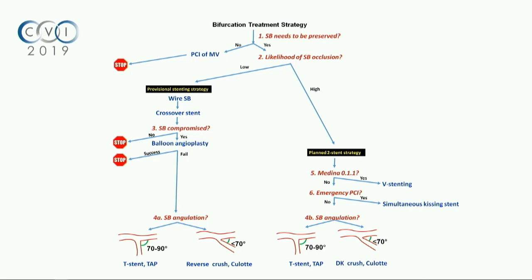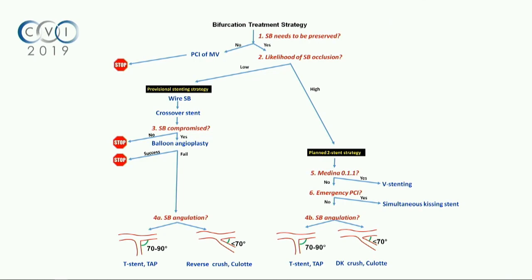The first question is, is the side branch big enough? If it's under 1.5, you don't worry about it. If it is big enough, then are you likely to lose it? If you are likely to lose it, that's when you get into the two-stent strategies. And the way to do this comes down to the angle. When you have an angle that is less than 70, that's where DK crush, culotte, other bifurcation techniques are relevant.